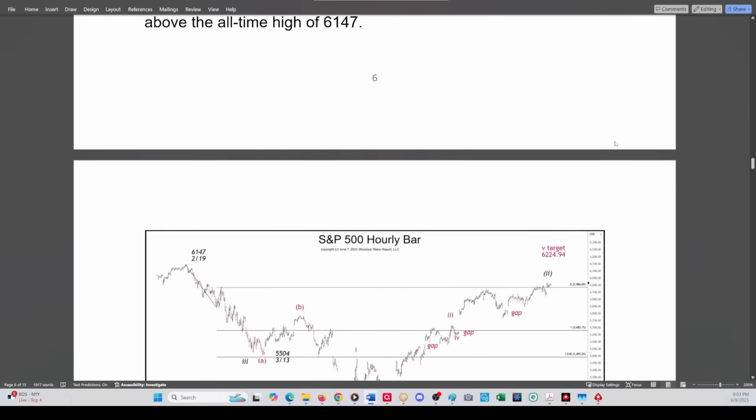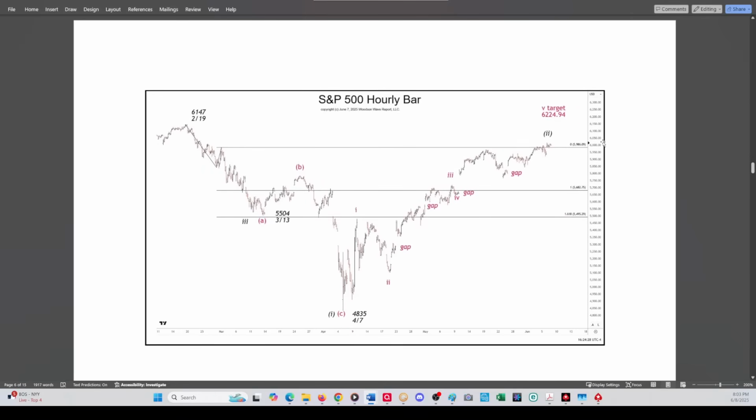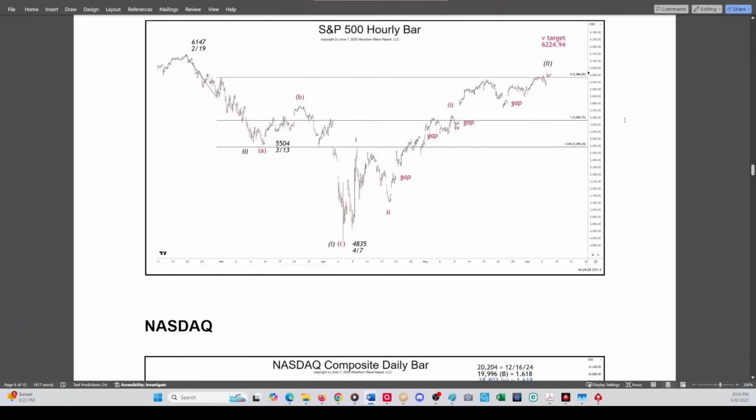Okay, there's more verbiage there. Break it down even more. Here's the hourly chart. From that low on April 4th, we got a 1 up, a 2 down, gaps all over the place, 3 up, 4 down, and a 5. The target there is 62.24, which is above the all-time high. So we'll see again how that plays out. Wanted to give you guys the bullish and the bearish wave count, so you're prepared for anything.